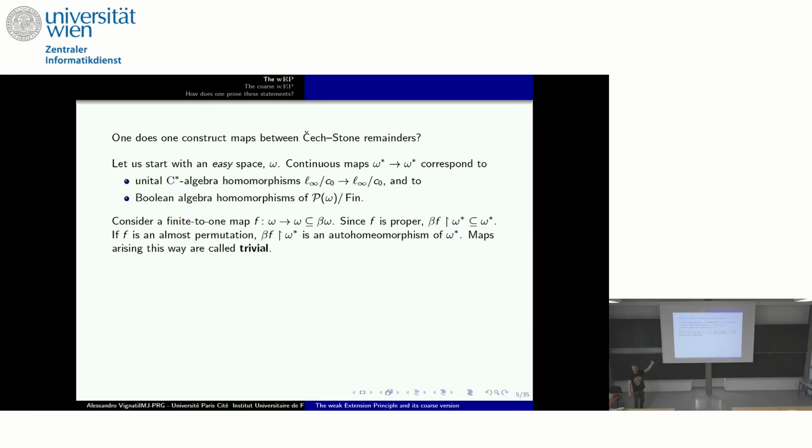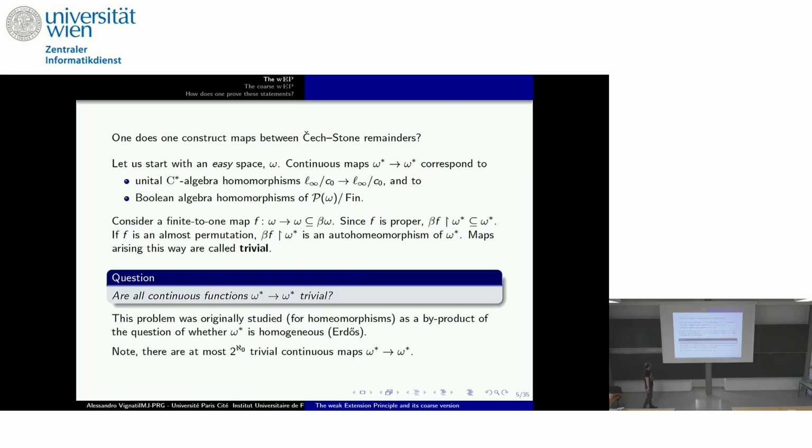For homeomorphisms, trivial, well, okay, you say finite one, then you prove it's actually an almost permutation. It's an almost permutation, yeah. All right, so I can ask, okay, is everything trivial? And actually, the roots of this came from the question of whether this space here is homogeneous.